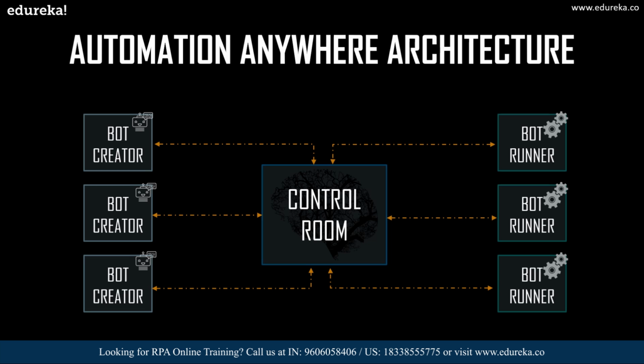So if I have to summarize all these three components together, then once a developer creates a bot and updates it on the control room, they can hereby schedule and execute these bots on bot runners based on the requirements or on priority. So guys, that was about the architecture of Automation Anywhere. I hope you understood how the components of Automation Anywhere work together.